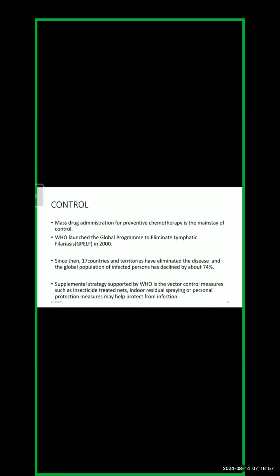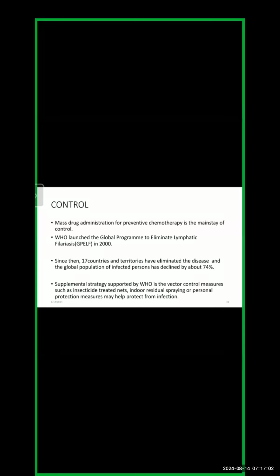Supplemental strategies include vector control using insecticide-treated nets, indoor residual spraying, or personal protection measures, which can help. So the prevention is in primordial prevention, primary prevention, secondary prevention, and tertiary prevention.